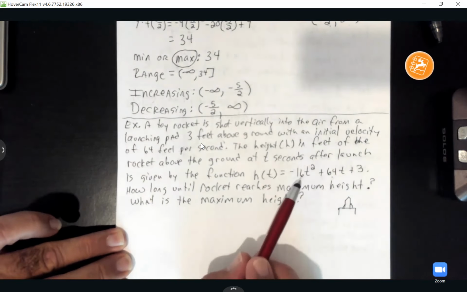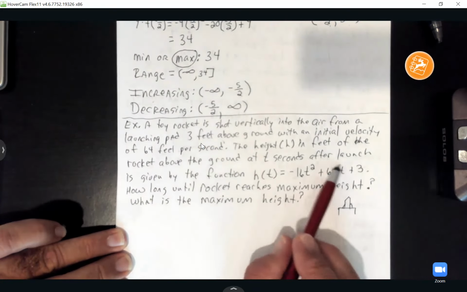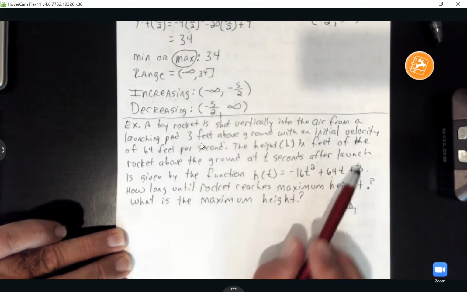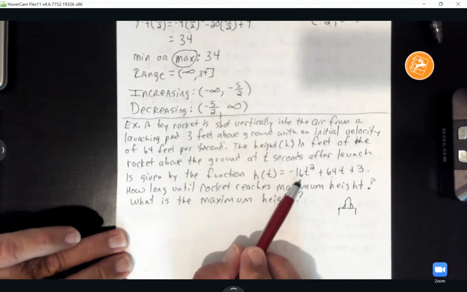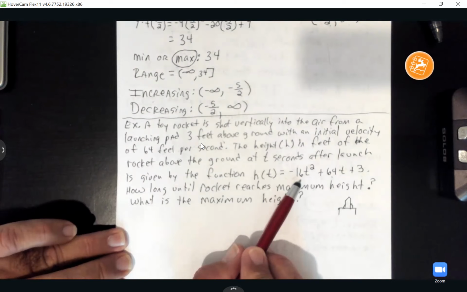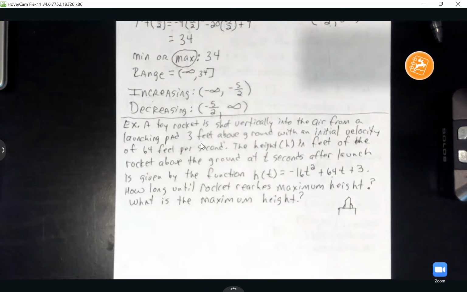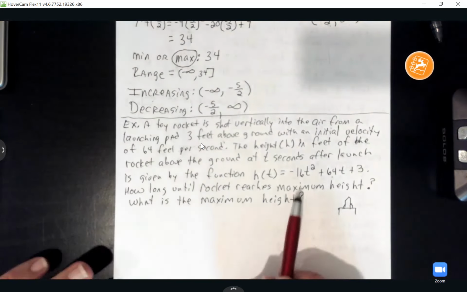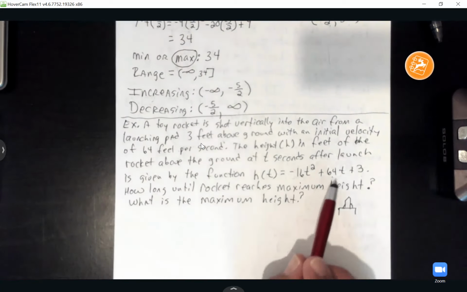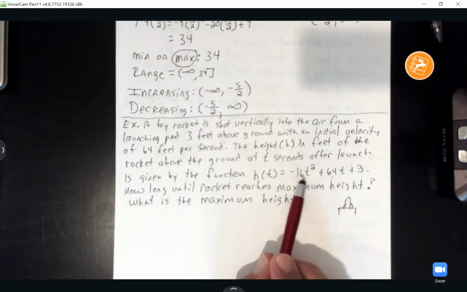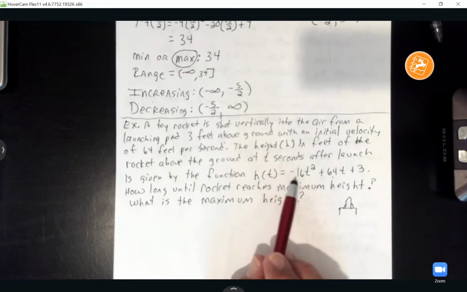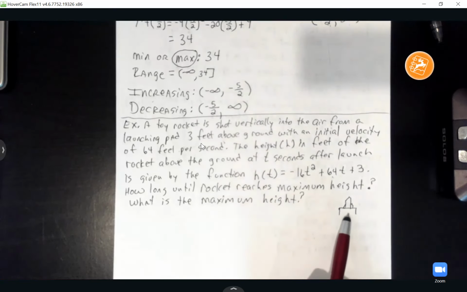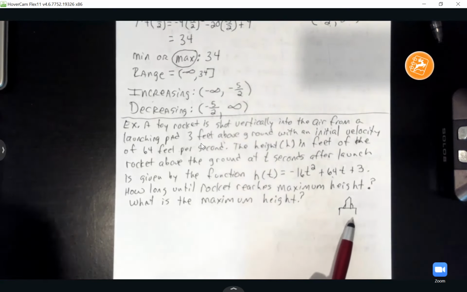Let me ask you all this. If this is how fast it's going, and this is the height it started from, what do you think this negative 16t squared would be? Time? Well, the t is the time. t will be the time. But what do you think? What would be a negative? What would affect the height of this rocket?